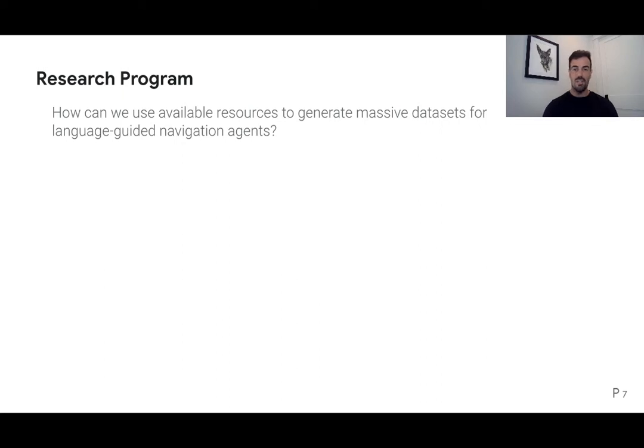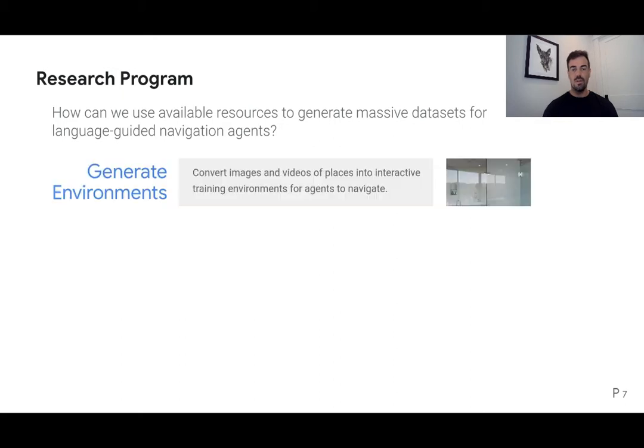My argument is that there are four parts to this research program. First of all, we need to generate more environments. One possible way of achieving this is by converting static images and videos of places, which are available at huge scale, into interactive training environments that would allow an agent to somehow move within the image or the video in order to learn navigation.